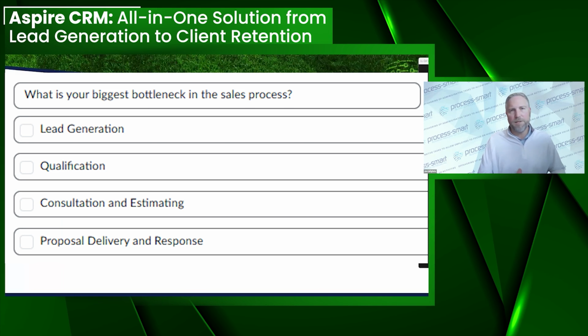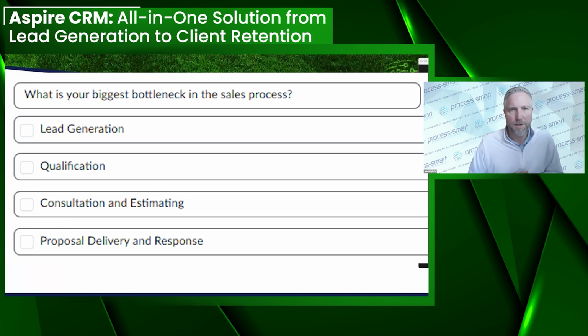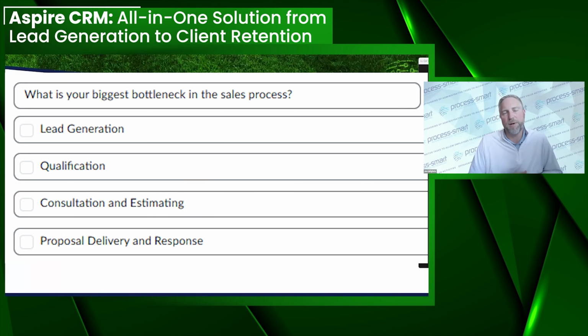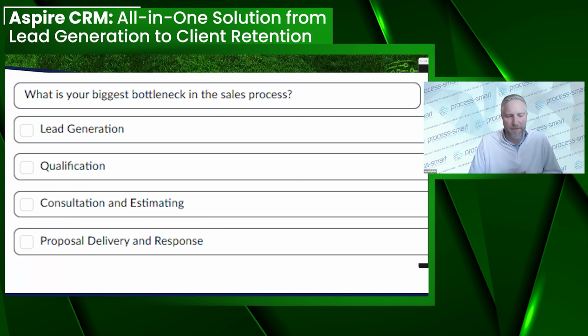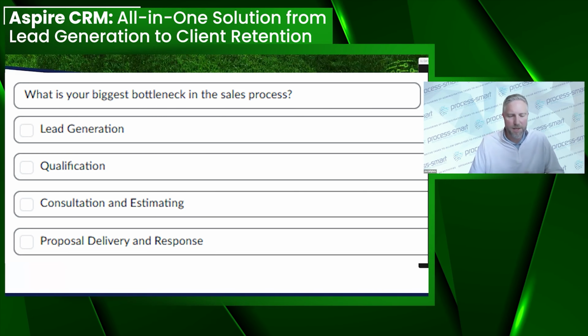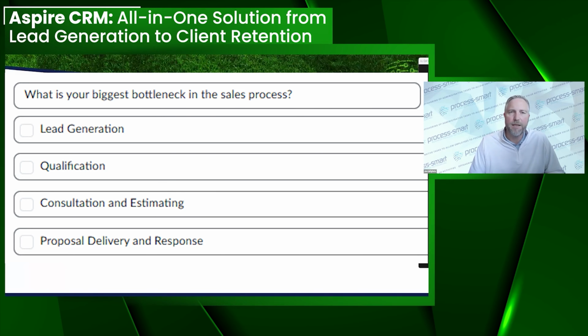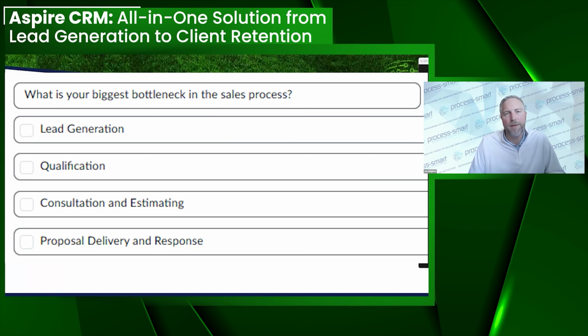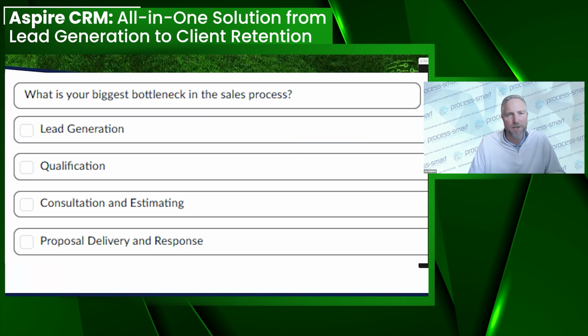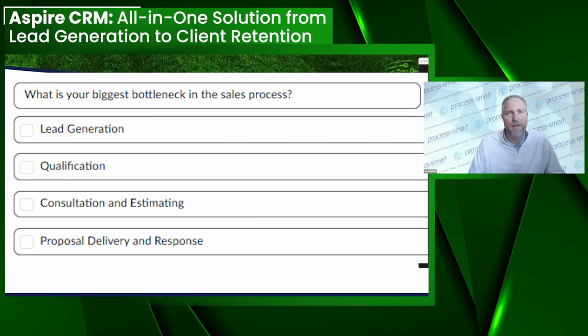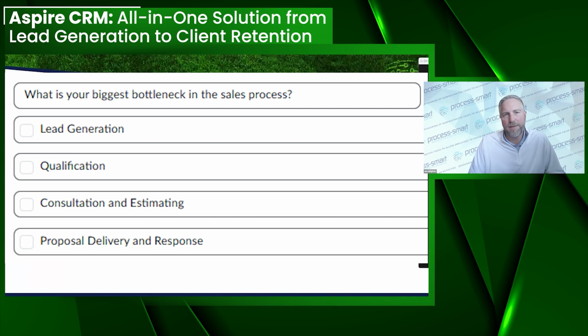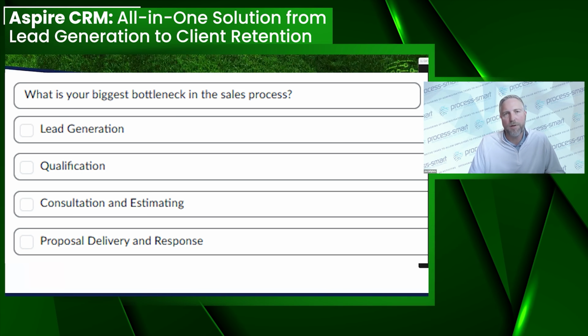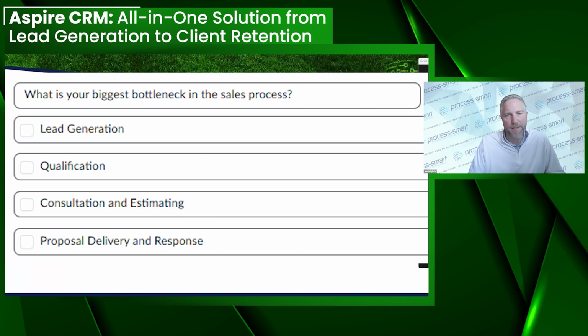So our question, if you could please answer it, is: what's your biggest bottleneck in the sales process? Is it lead generation, like finding potential customers? Is it qualifying them? Is it getting into a discussion, a consultation, and providing an estimate? Or is it delivering your proposals and getting response back?